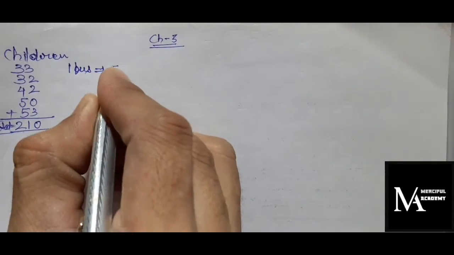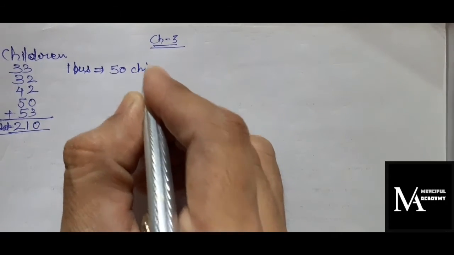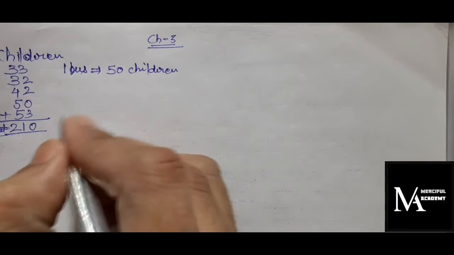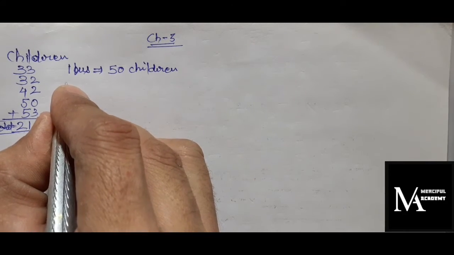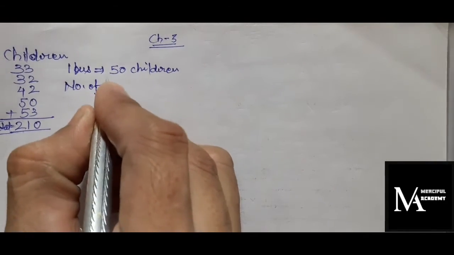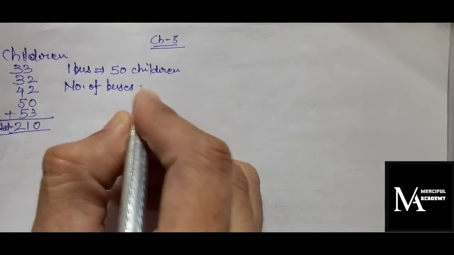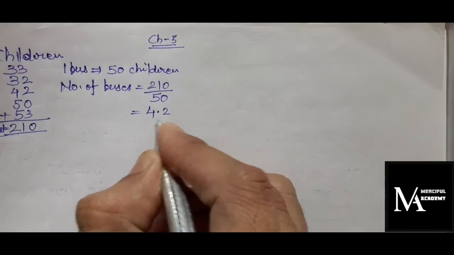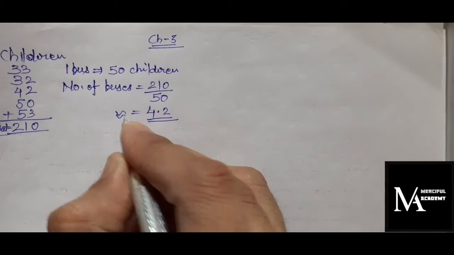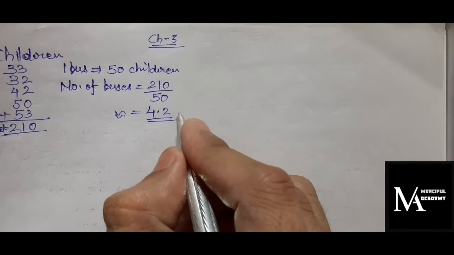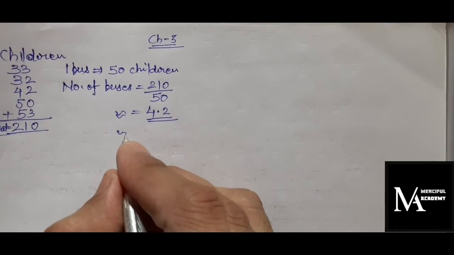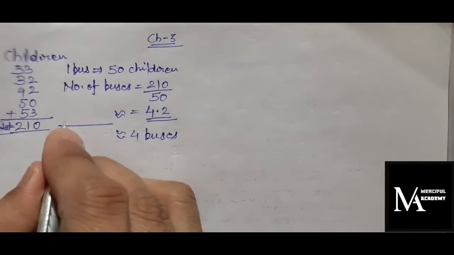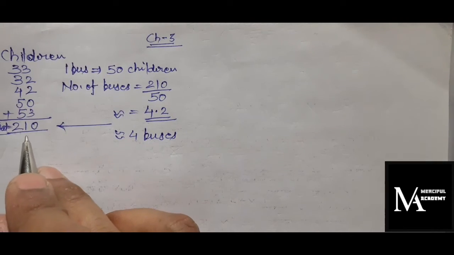One bus takes only 50 students or 50 children. Then how many buses do we need? The number of buses is equal to 210 upon 50. Then it will give you 4.2. Then approximately we will need 4 buses. The approximation of 4.2 will be 4 buses to seat the 210 students.